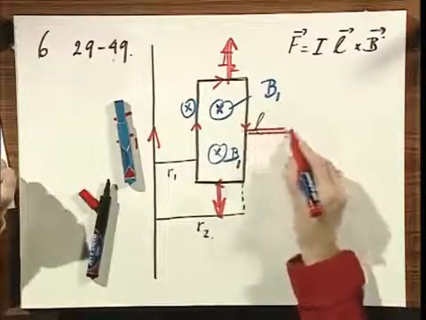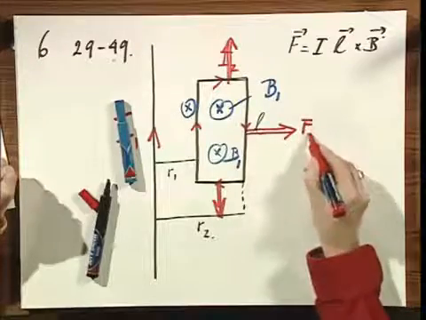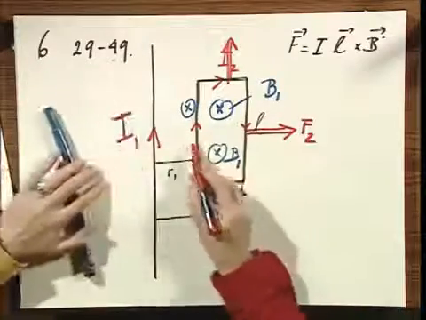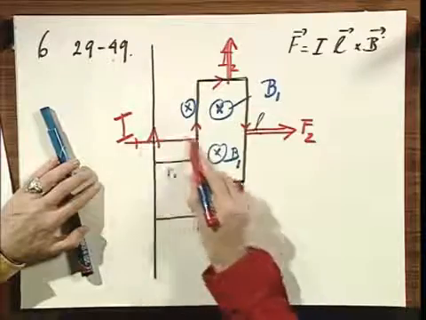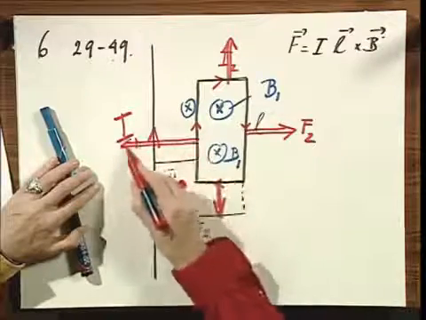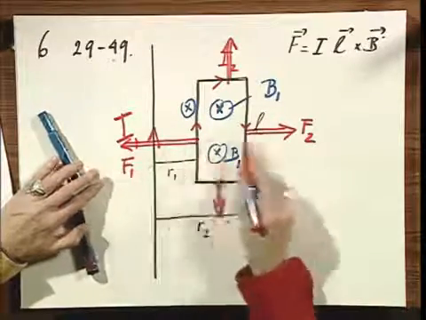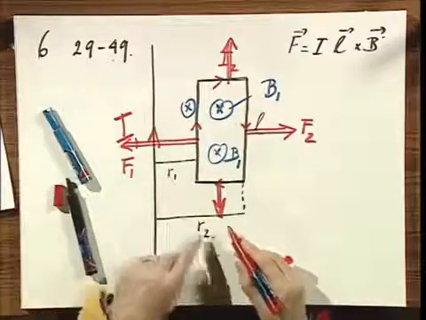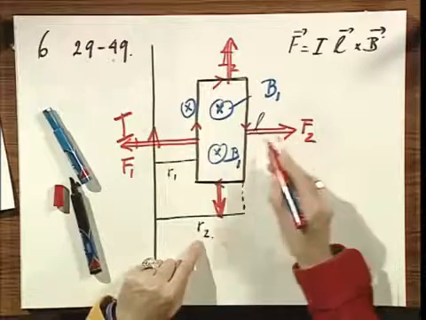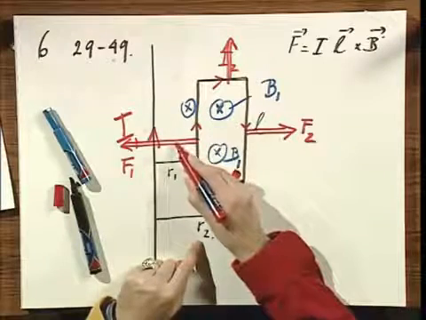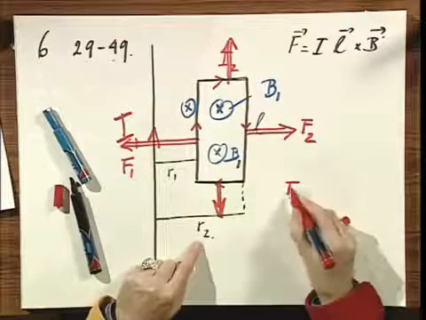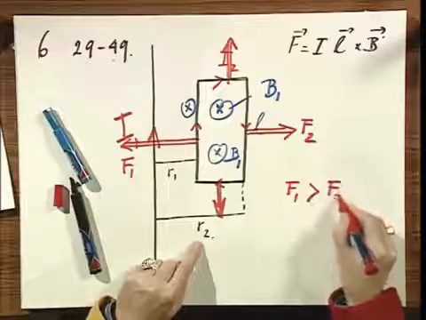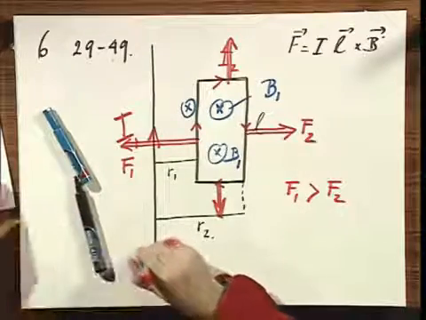There will be a force here outwards, I call it F2, and there will be a force here inwards, I call it F1. And these two are not the same because they're at different distances, R2 and R1. So this force is clearly smaller than this force. This force is winning, because F1 must be larger than F2 in terms of magnitude.